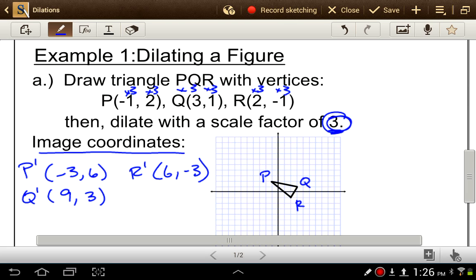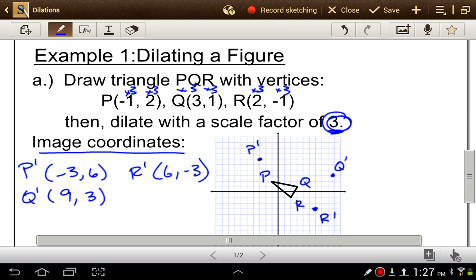Now I'm just going to plot my new points. So negative 3, 6: 2, 4, 6. There is my P prime. Then Q is 9, 3. So we go 3, 6, 9, up 3, 9, 3. That is going to be Q prime. And then R prime is going to be 6, 2, 4, 6, negative 3. 1, 2, 3. And that's going to be R prime.